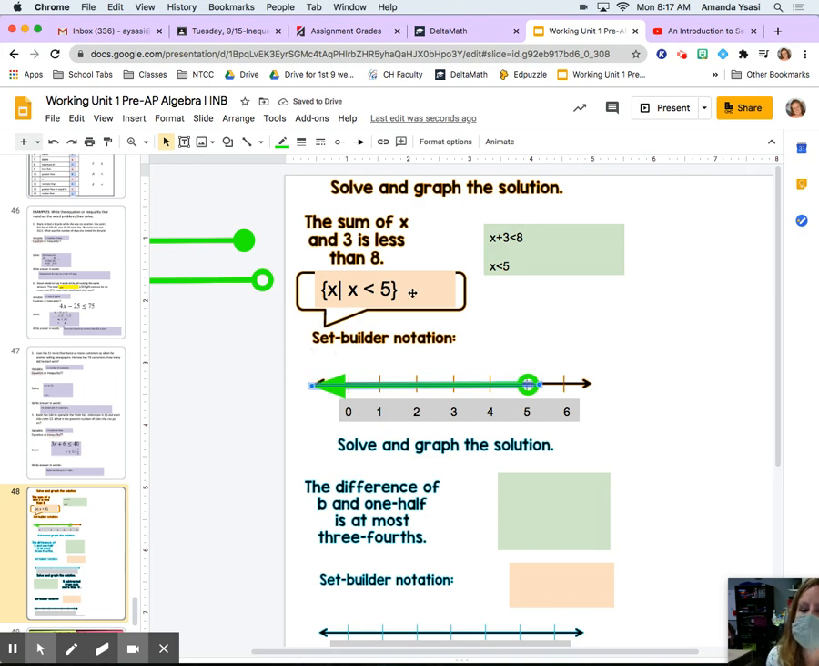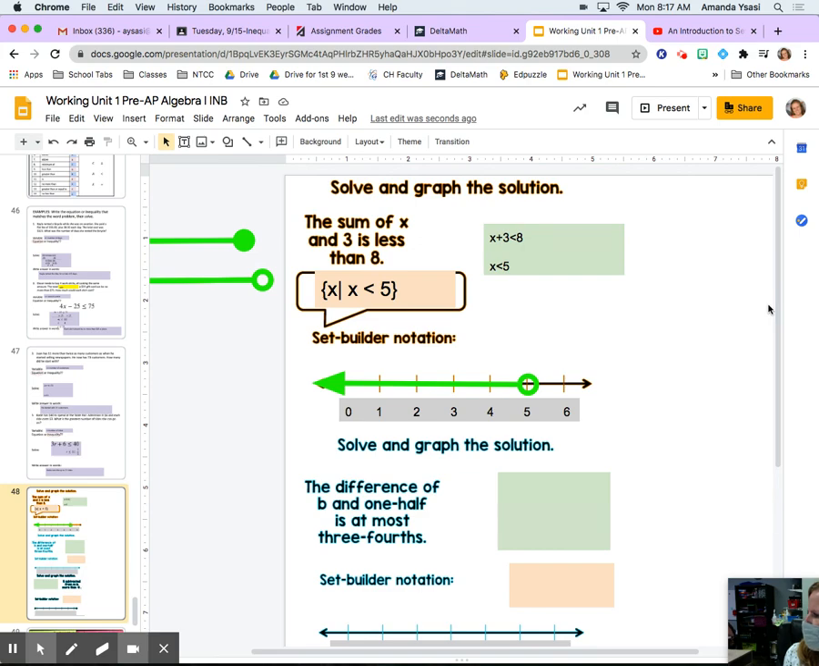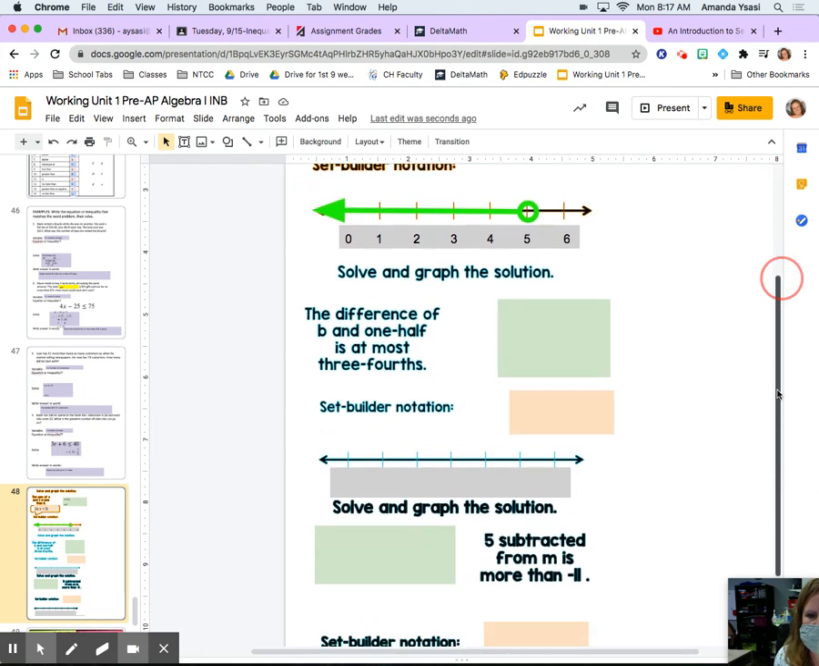And it is less than, so it is going left. There we go. Okay, was everybody able to do that? All right, let's go to the next one.